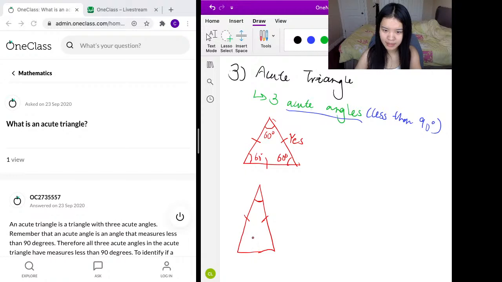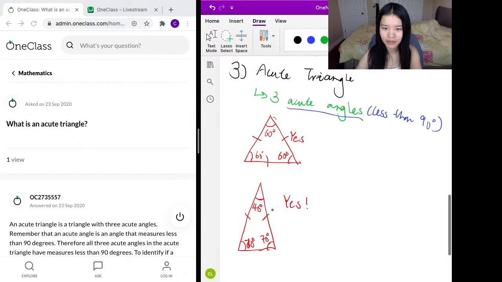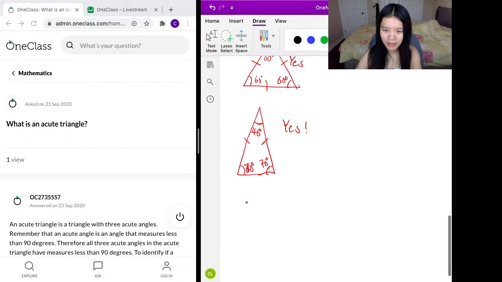Let's see, this is around 70, and this is around also 70, and this is 40 degrees. Is this an acute triangle? The answer again is yes, because all three of the angles are less than 90 degrees, so all three of the angles are acute angles, so it is an acute triangle. Now let's look at the other example.